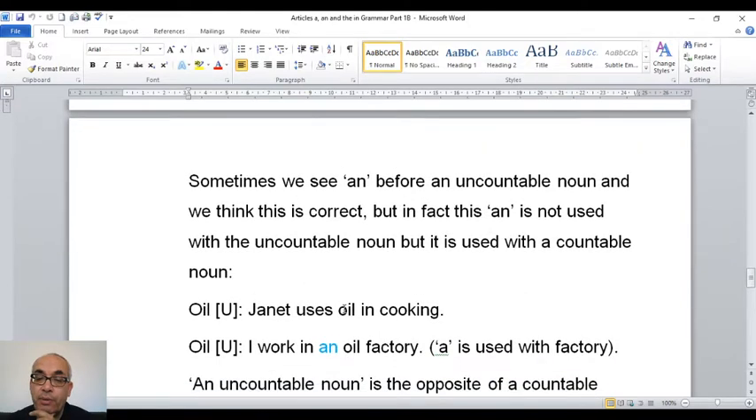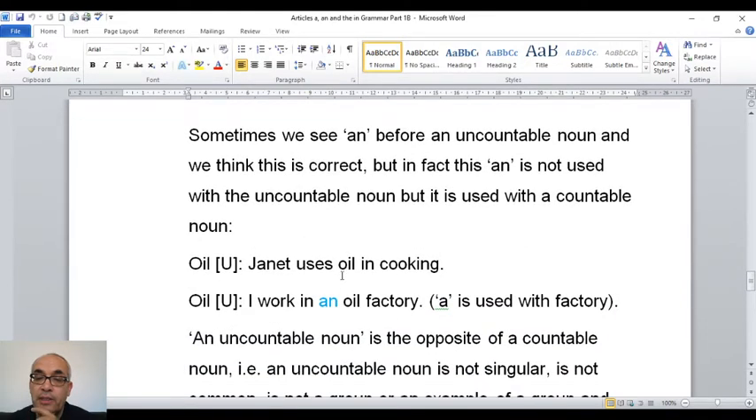Now this is very important. Sometimes we see an before an uncountable noun. So here oil is uncountable. I can see an, and we think this is correct, but in fact this an is not used with the uncountable noun, but it is used with the countable noun. Let me explain. So oil means uncountable.